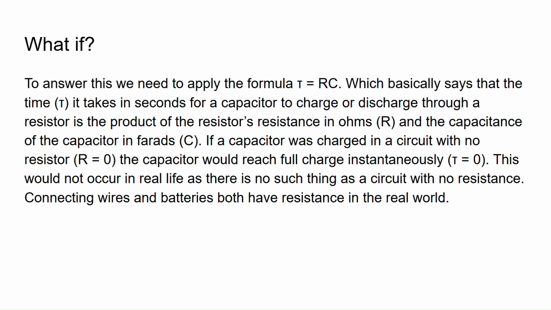To answer this question, we need to apply the formula tau equals RC, which basically says that the time, tau, it takes in seconds for a capacitor to charge or discharge through a resistor is the product of the resistor's resistance in ohms, R, and the capacitance of the capacitor in farads, C. If a capacitor was charged in a circuit with no resistor, R equals 0, the capacitor would reach full charge instantly, tau equals 0. This would not occur in real life as there is no such thing as a circuit with no resistance. Connecting wires and batteries both have resistance in the real world.